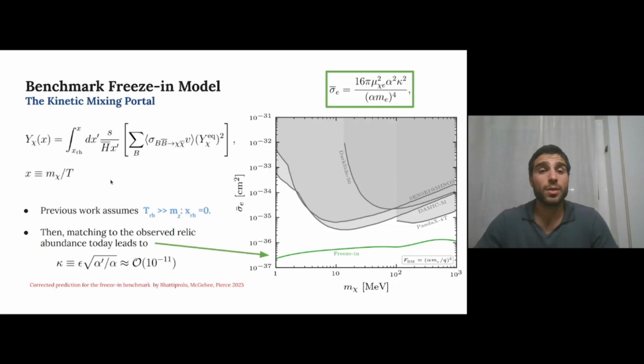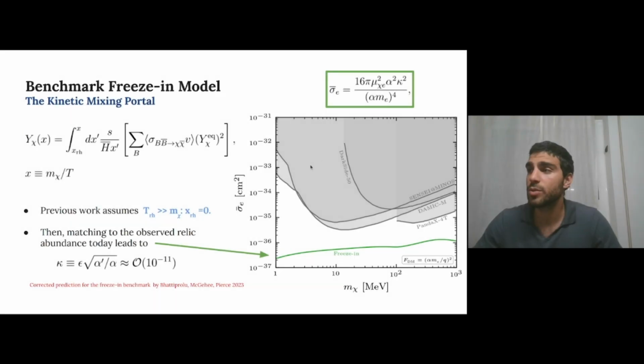If we do this, we obtain that kappa must be very small, on the order of 10 to the minus 11, which, recalling the relations between kappa and the dark matter electron scattering cross-section, translates into this green curve on the right figure with a sigma_e of roughly 10 to the minus 37 centimeters squared.